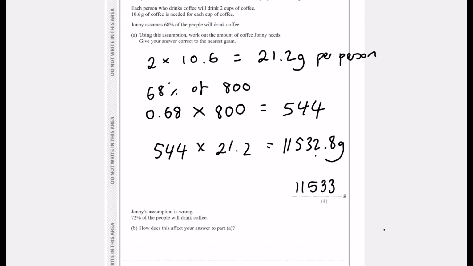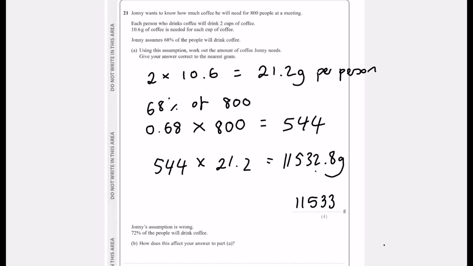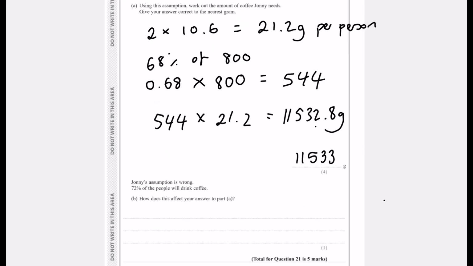Johnny's assumption is wrong. 72% of people will drink coffee. How does this affect your answer? So that's more. So he will need more coffee. So the answer will be too small. He will need to have more coffee.